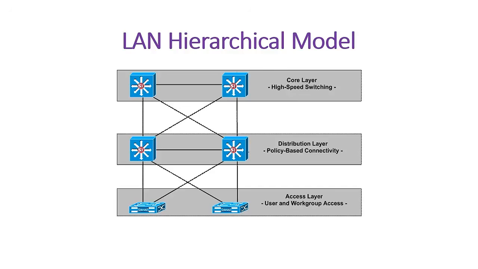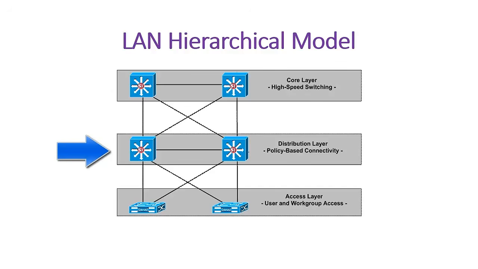Let's talk about each of these layers. First, there's the core layer. The core layer is the backbone of the network. The core layer provides interconnectivity between distribution layer devices. So it's important that the core is highly available and redundant. The core layer also aggregates the traffic from all the distribution layer devices, so it needs to be capable of forwarding large amounts of data very quickly.